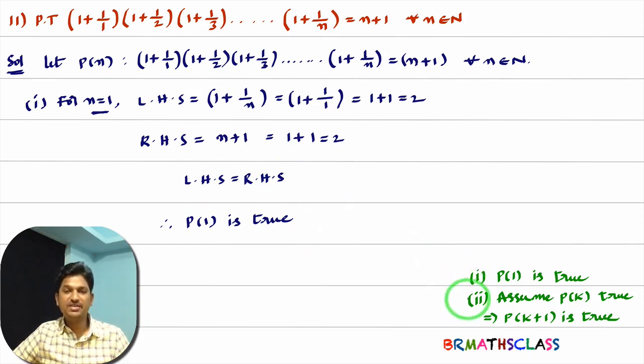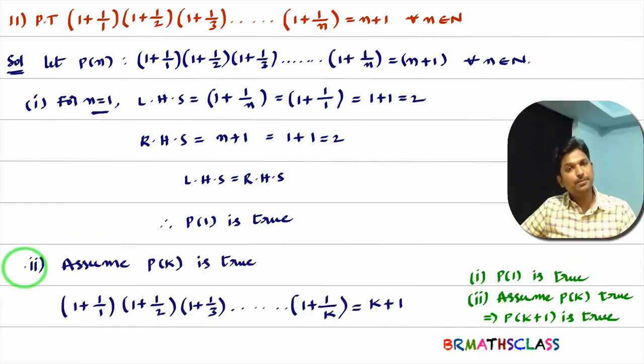Now we need to prove the second thing. What is the second thing? You assume P(k) is true, and by assuming P(k) is true, we need to prove P(k+1) is true. Let's see how we prove it. Second part. You observe here, I assumed P(k) is true and I wrote P(k). How will you get P(k)? In this P(n), wherever n is there you write k. Then you will get P(k).